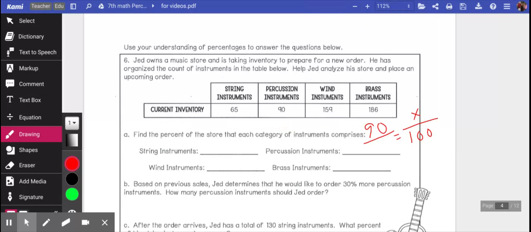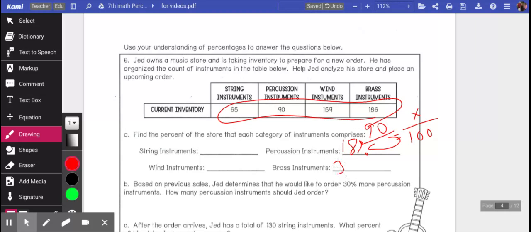Okay, so I set up the proportion for percussion instruments. So basically all of them are going to be the same. You're going to have your X over your 100 because you're finding the percent. And then you're going to have whatever instrument. So percussion is 90. And then you need to have the total of all of these on the bottom. And I guess I forgot to find that total, but you should be able to do that. And then this would be 18%.